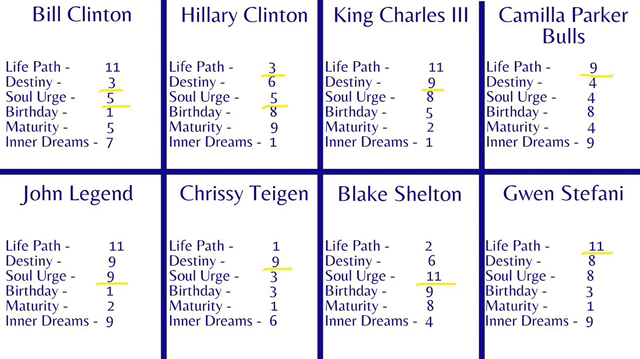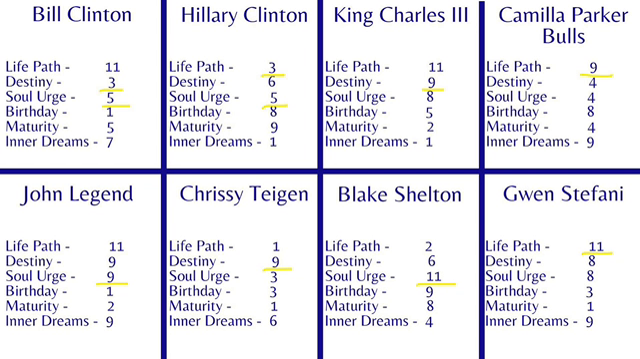So if you signed a contract with somebody before you were born to get married to that person, most of the time, your life path, destiny, or soul urge, one of those 3 numbers will appear within the core 6 numbers of that other person's chart. Okay? So if you see your life path, destiny, or soul urge number appearing anywhere within the 6 numbers of that other person's core chart, which would be as their life path number, destiny, soul urge, birthday, maturity, or inner dreams numbers, then that can be an indication that this is somebody that you signed a contract with to get married to before you were born.